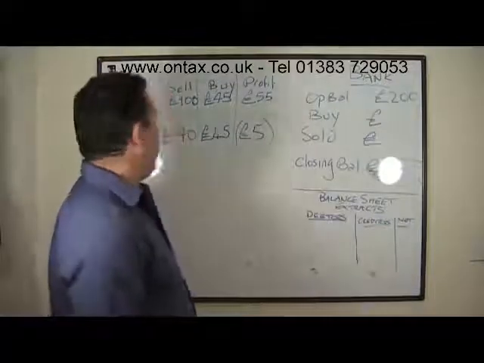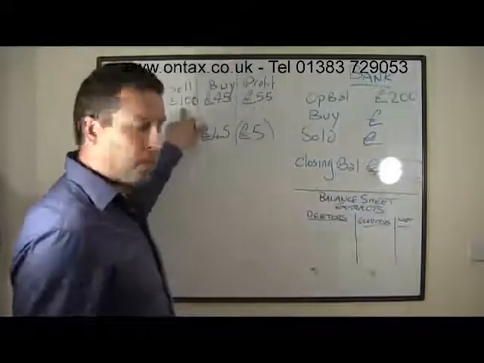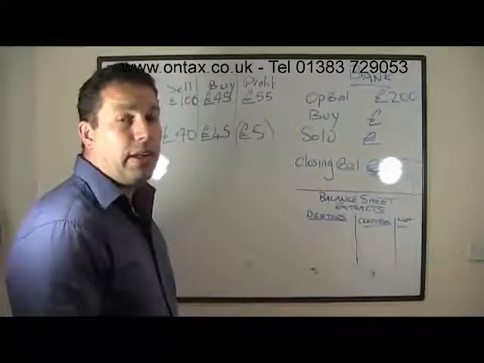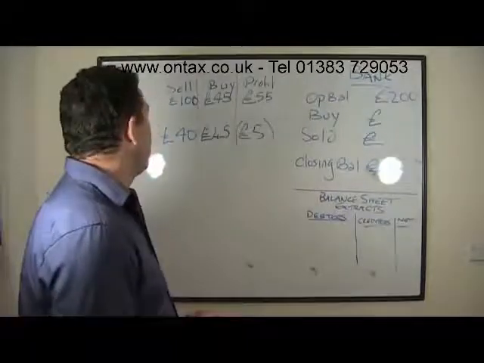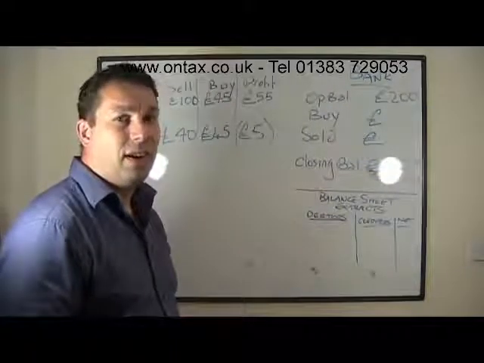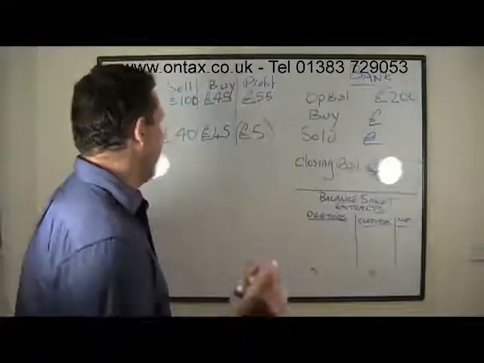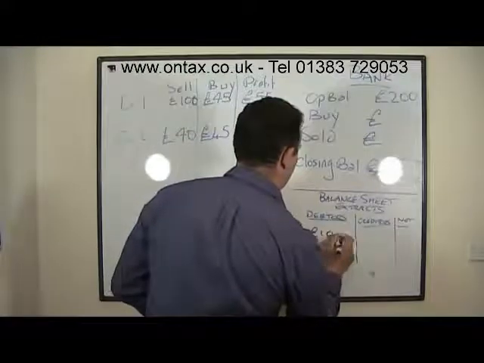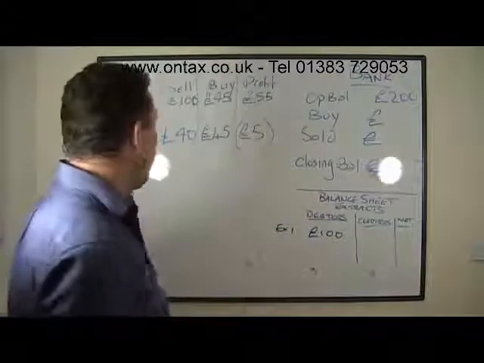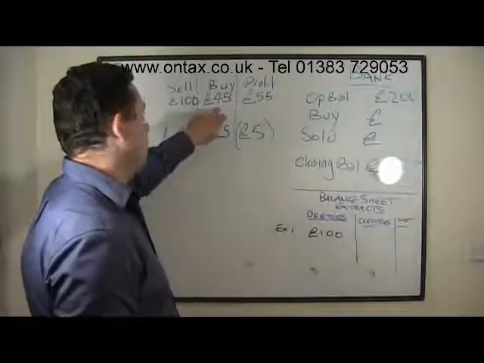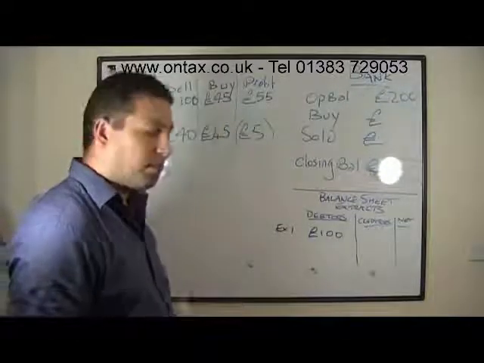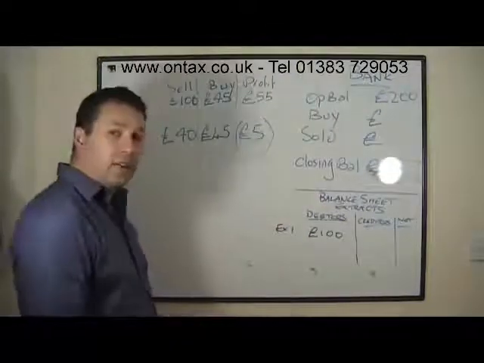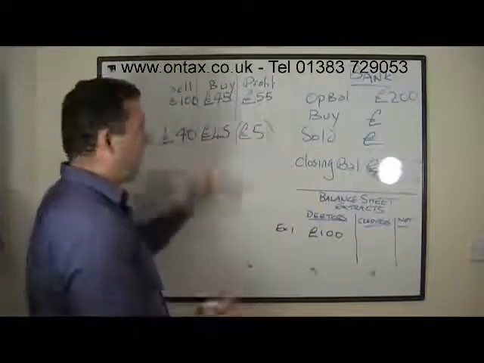Now, let's imagine that in example 1 here, the person to whom we've sold the goods has not paid cash yet. They're going to pay sometime in the future. So we now have what is called a debtor, someone who is indebted to us. So let's put that down. Example 1, a debtor of £100. We've also bought goods for £45 on credit terms. So we have a creditor, someone to whom we owe money, £45.